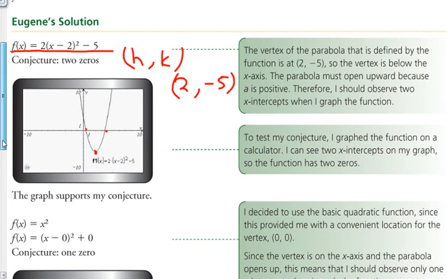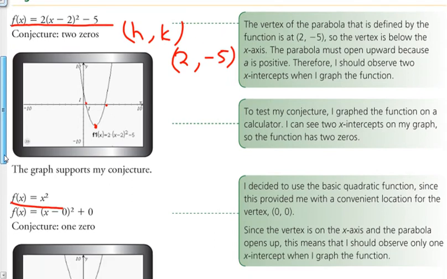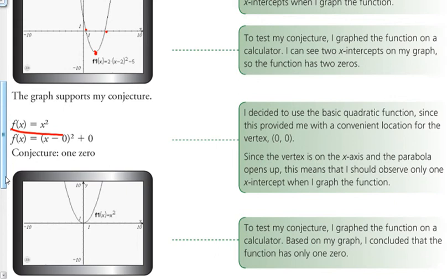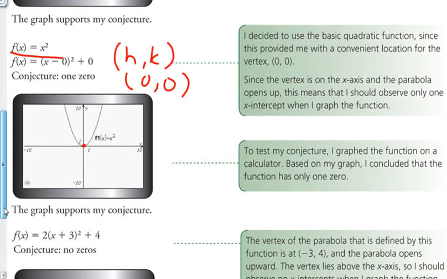For the next one, f of x is equal to x squared. I can write this in vertex form quite easily. F of x is equal to x minus 0 squared plus 0. Here, it's going to be on the axis because my h comma k is going to be 0 comma 0. So my y is 0 and my x is 0, therefore my vertex is here. So I'm going to only have 1 zero in this case.